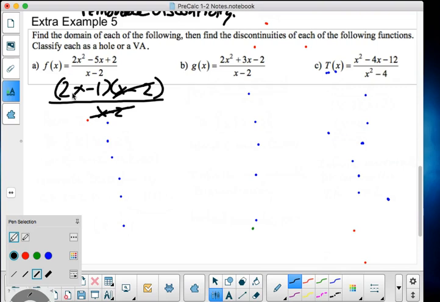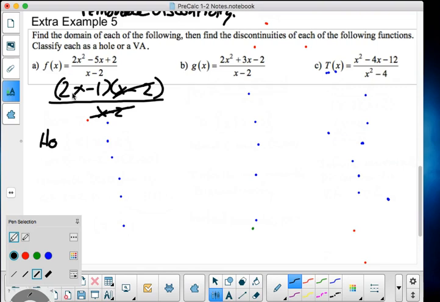Okay. Now, I've got it at 2. Not all holes and removable discontinuities will happen at x equals 2. They'll change. It's just a happy coincidence here so far in our notes. So I plop that back in and I know it's 2, 3 if I'm doing this. So I know I have a removable discontinuity.